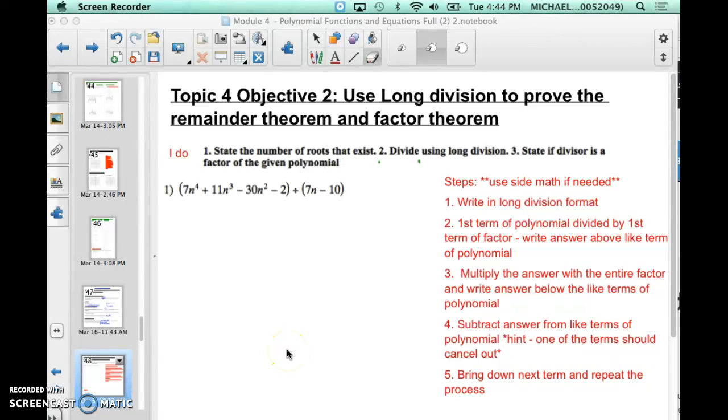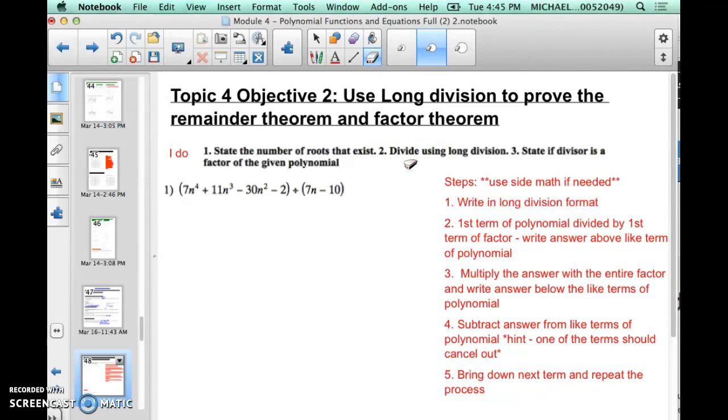Topic 4, Objective 2. Use long division to prove the remainder theorem and factor theorem. So now this is where we're going to start dividing factors from polynomials, all right? Long division is a tedious process. There's two types of division, long division and synthetic division. Long division is the harder one.